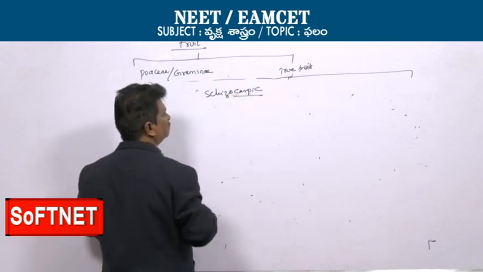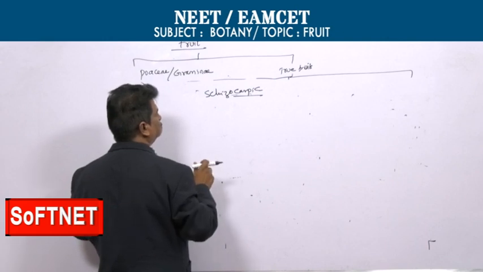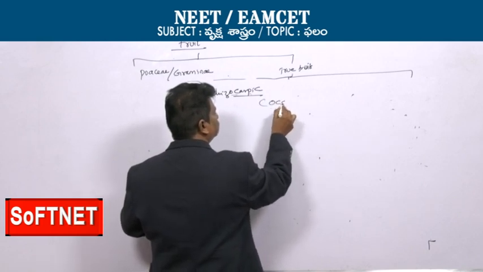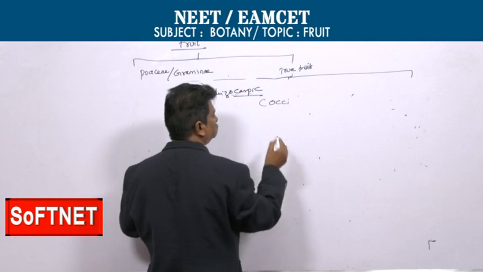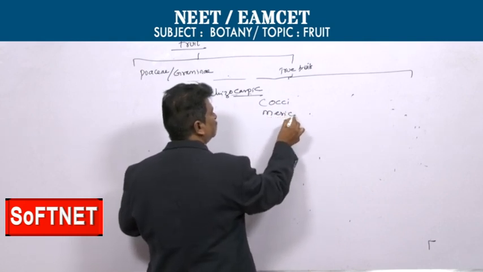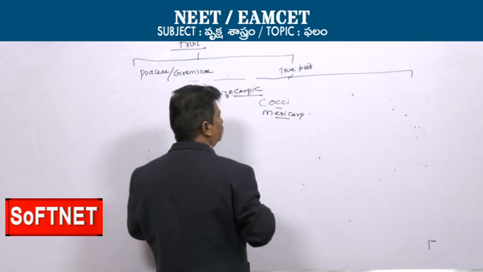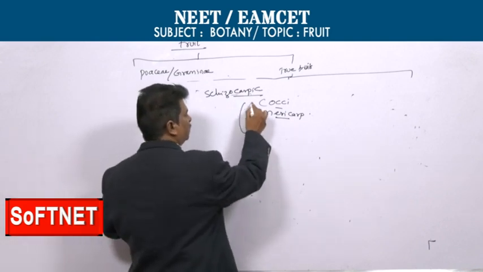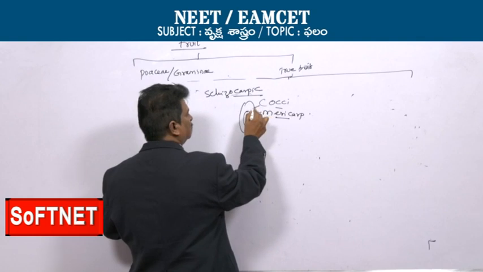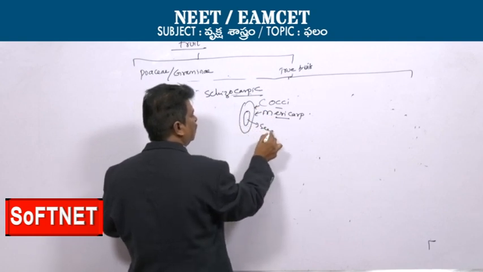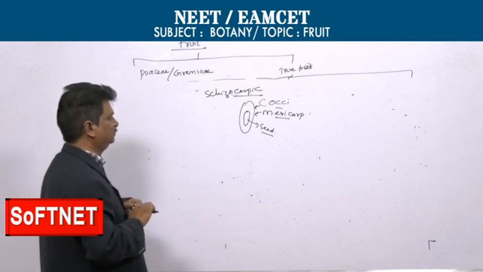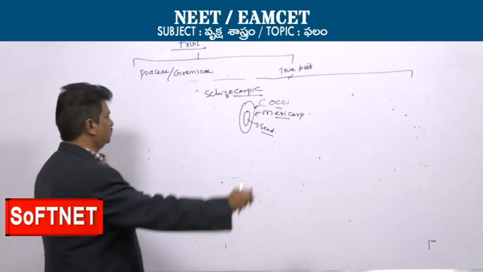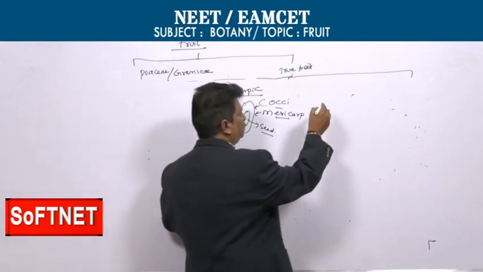In schizocarpic fruits, the fruit wall breaks into single-seeded bits called cocci or mericarps. They break, so that is the dehiscent character. Then these cocci or mericarps contain seeds, and after the decay of the pericarp, the seeds are released. That is the indehiscent character.